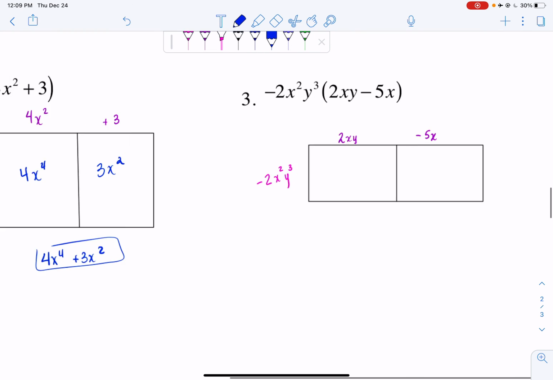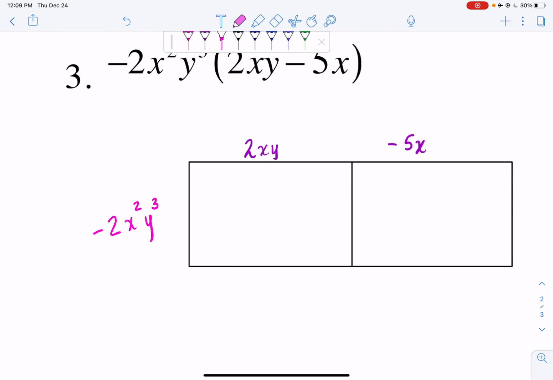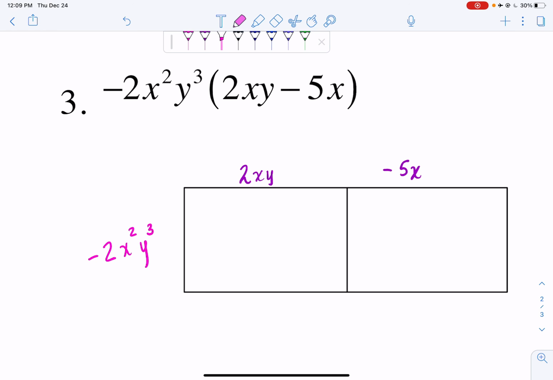Let's go into our final example, which looks a little trickier because there's some negatives thrown in there. So in this example, I'm doing negative 2x squared y to the 3rd times 2xy minus 5x. I see in my 2xy minus 5x that there's no exponent, so I'm going to put a 1 in for each of them. So a 2x to the 1st and a y to the 1st and a negative 5x to the 1st. Remember, it's not negative 5 to the 1st. It's your variable to the 1st, so it's x raised to the 1st power.